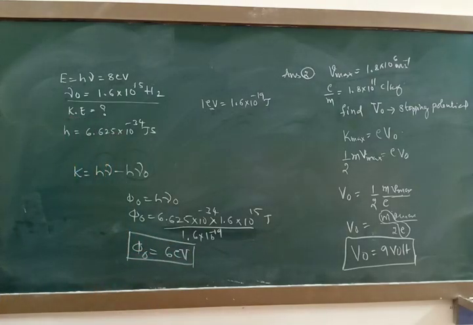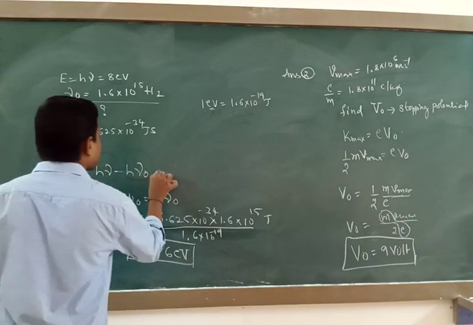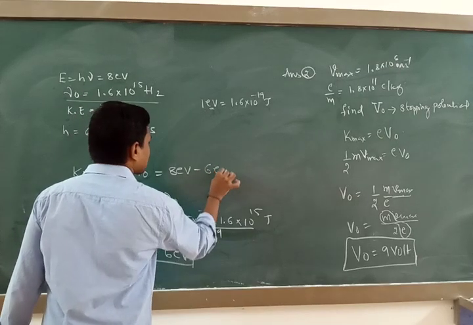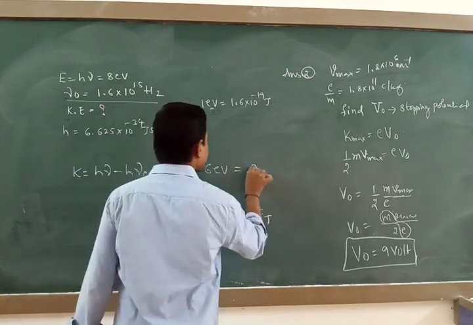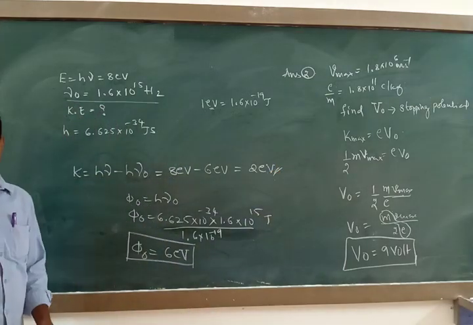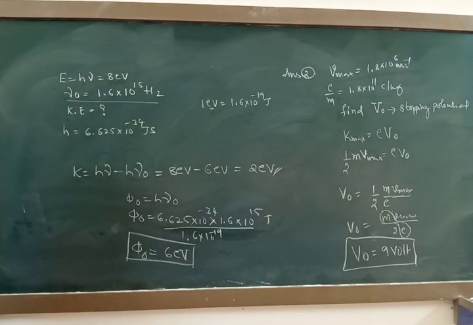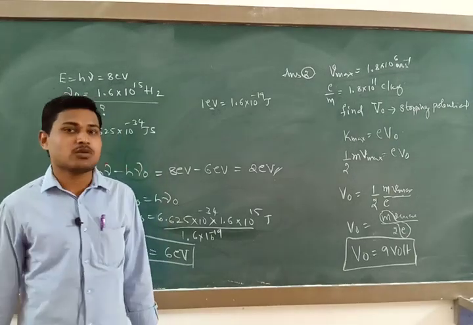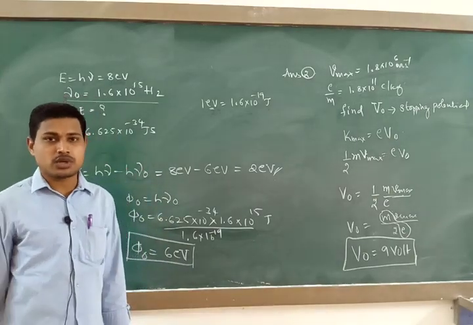Is it clear? So phi naught is equal to 6 eV. Since h nu is 8 electron volt minus 6 electron volt, therefore kinetic energy is 2 electron volt. Okay, so this is about the thing. Is it clear? So students, with these 3 numericals I will conclude my today's class. In my next class I would like to continue the further numericals. Okay. Thank you.